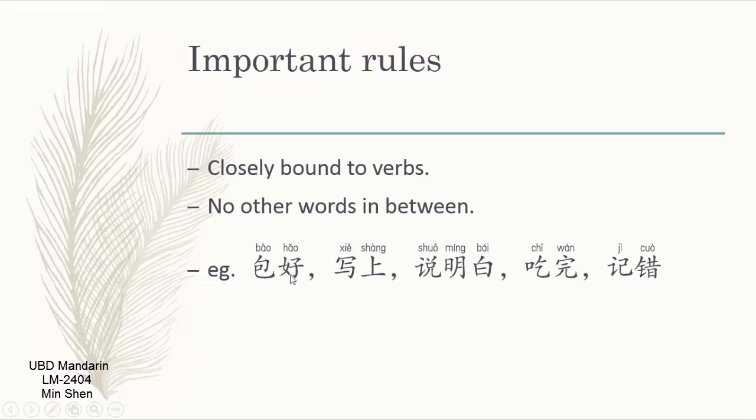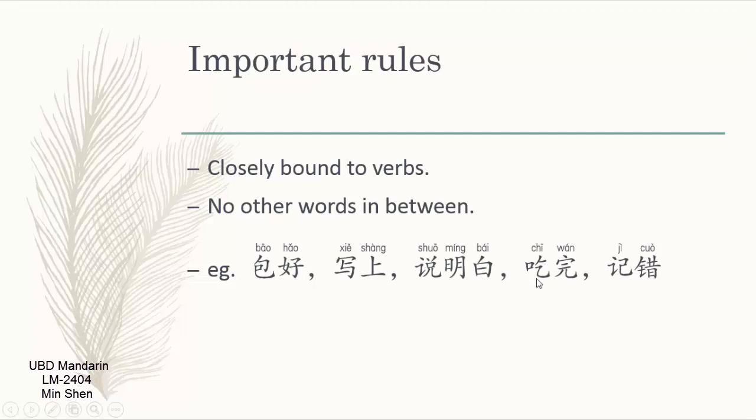For example, 包好, the action is 包, result is done, 包好. 写上, action is write, writing. The result is on it, either on the paper or on something. 写上. 说明白, action is 说, the result of it, 明白, clear, until it's clear or until people understand. So 说明白. 明白 also means understand. It could be a verb or it could be an adjective.